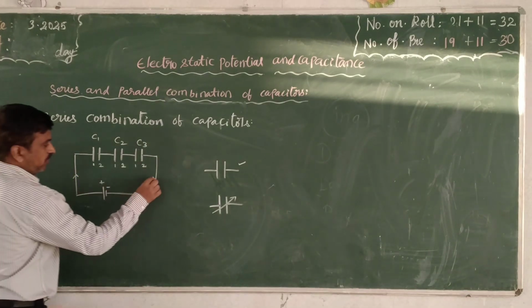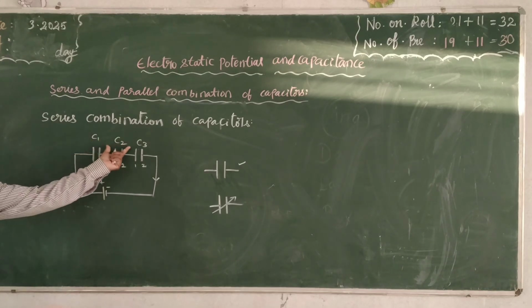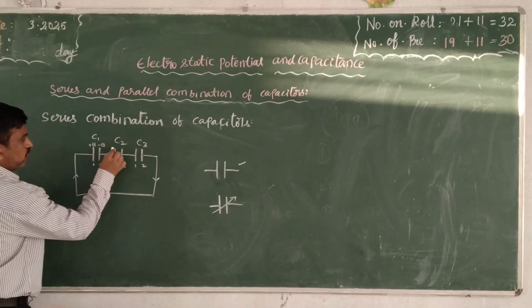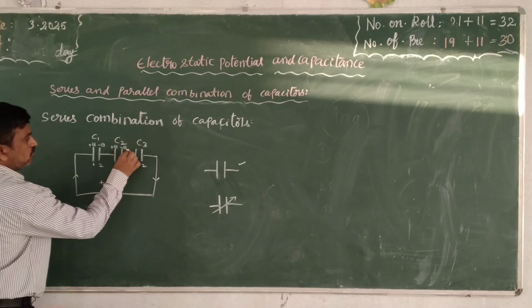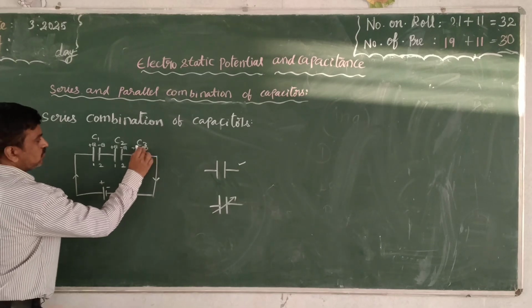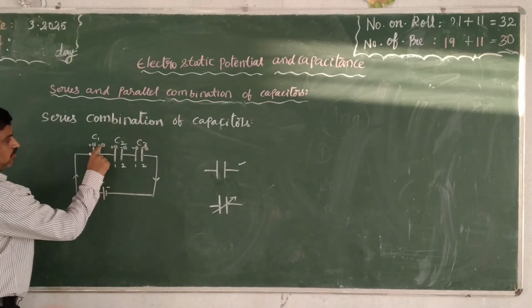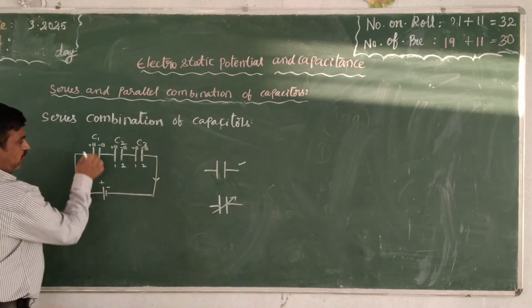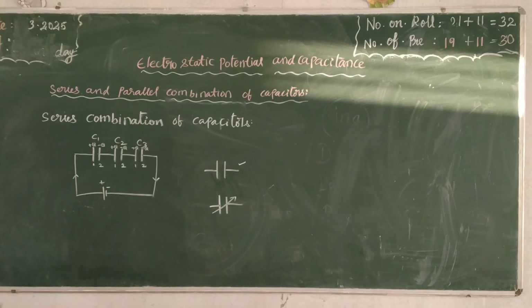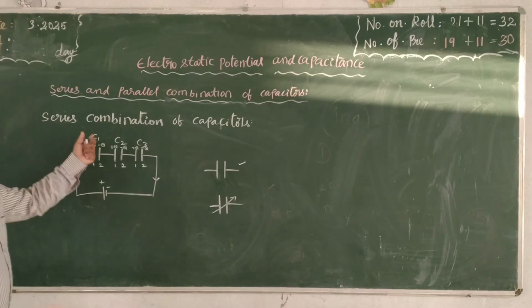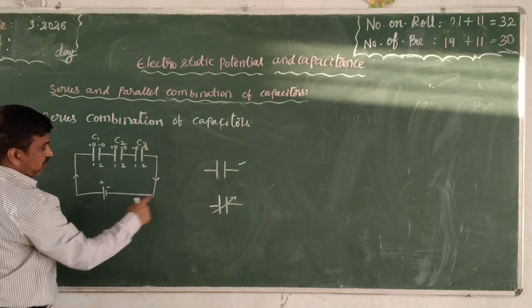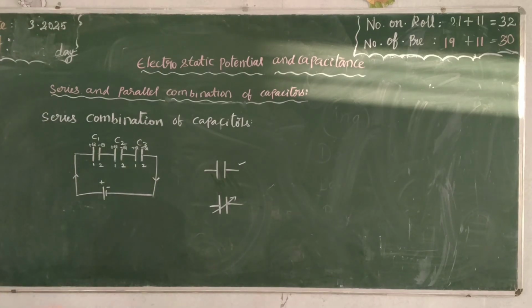See, current is flowing in this way: first one, second one, third one. The first plate has plus q, the second plate has minus q, then plus q, minus q, plus q, minus q. These middle plates are isolated, so minus q and plus q cancel. What we get is plus q and minus q at the ends. End to end connection of capacitors we call series combination. Plus q is connected to the positive terminal, minus q to the negative terminal.